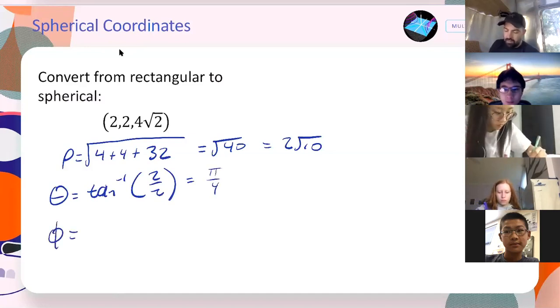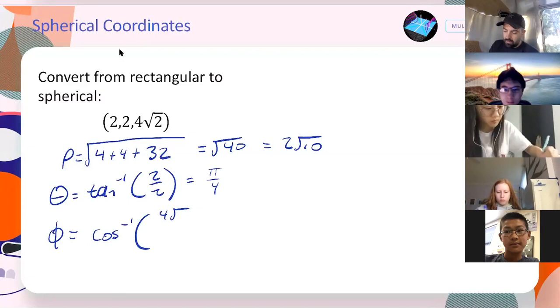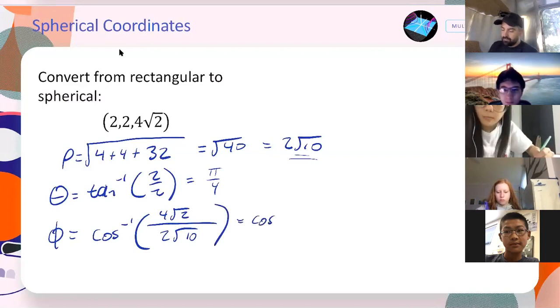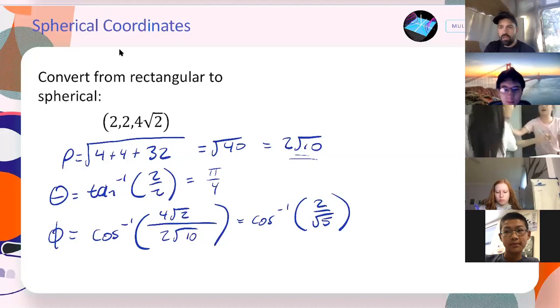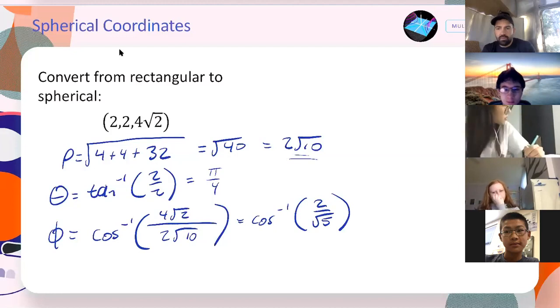And then phi is the inverse cosine of z over rho, which is what we already found here, 2 root 10. So inverse cosine of 2 over root 5. Okay, and that's not a unit circle value. If you want to put it in a calculator and get an answer, great. If you want, you can just simplify it to the point like this and stop. It doesn't really matter to me either way. Unit circle values you should be able to do, but if it's not, then don't worry about it.